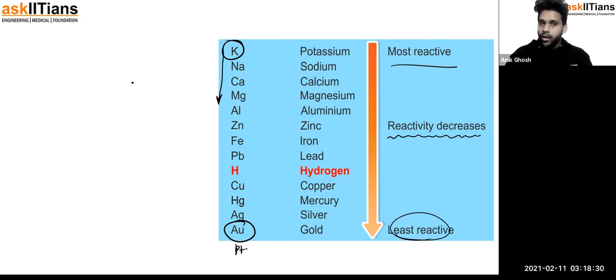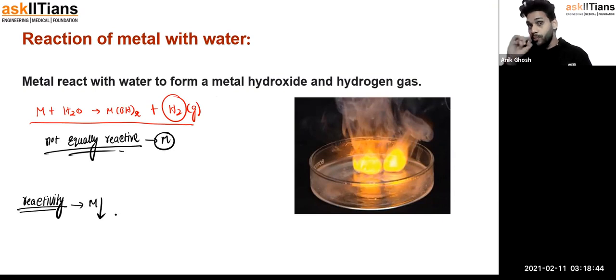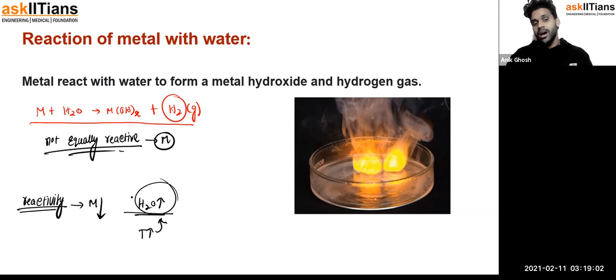Clear? Now, how do they react with water? Look, if the reactivity of the metal is decreasing, now to make the metal react with the water, what do we have to do? We have to increase the reactivity of water. So how can we do that? We can increase the temperature of the water to increase its reactivity. If I can increase the reactivity of the water, then definitely even the low reactive metals can react with it. Got it? That is the plan. Okay, we have to do that.